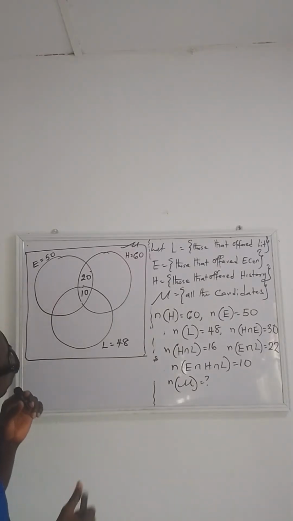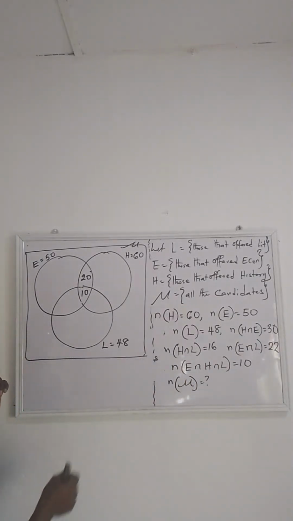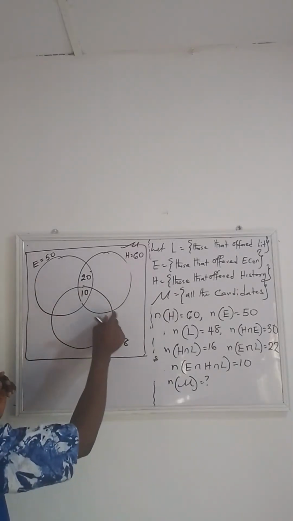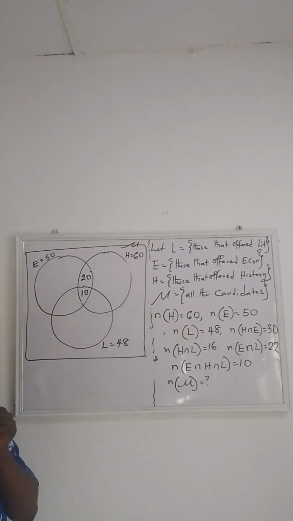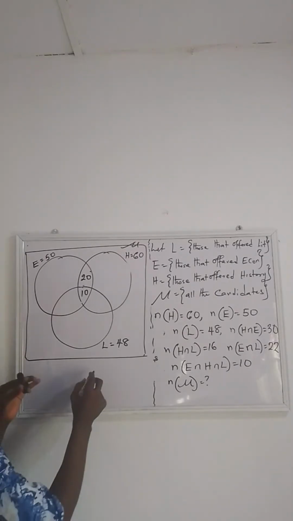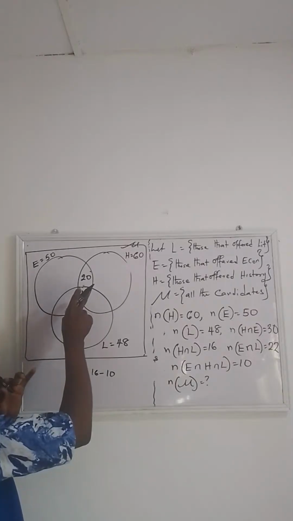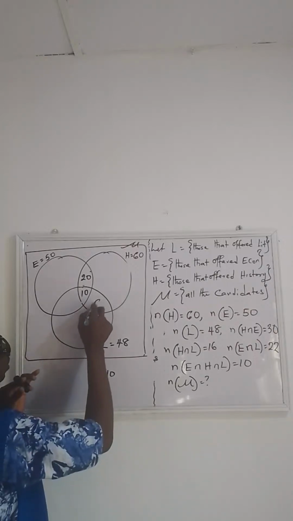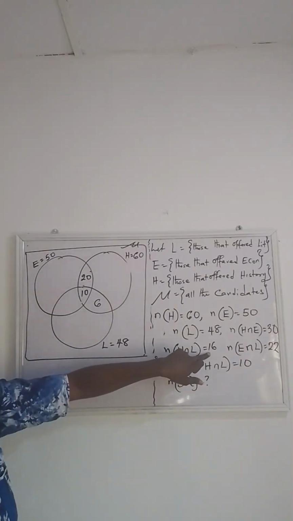Now let's look at the next one. Number of those that offered history and literature. This is the circle for history and this is for literature. So the region is this. So those that offered history and literature is here. Now we need to get the number of those that offered history and literature only. So we just say 16 minus 10. So we remove those that offered economics from 16. So we have 6. So this place is going to be 6, in such a way that when you add this and this together, it will give you 16. Can you see that? All right, good.